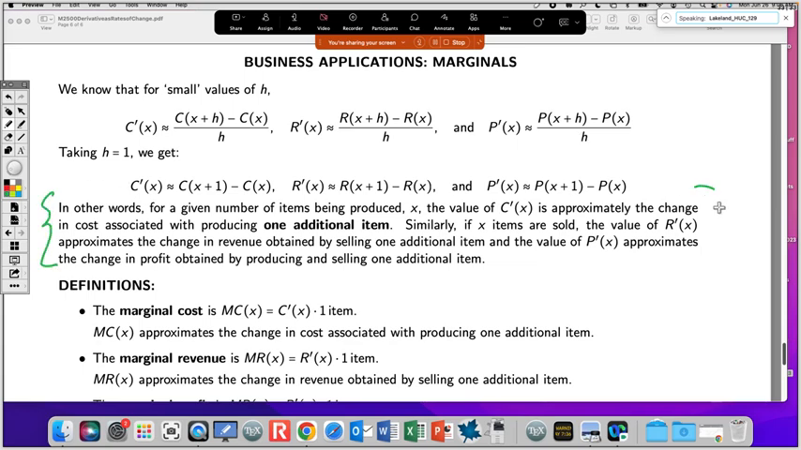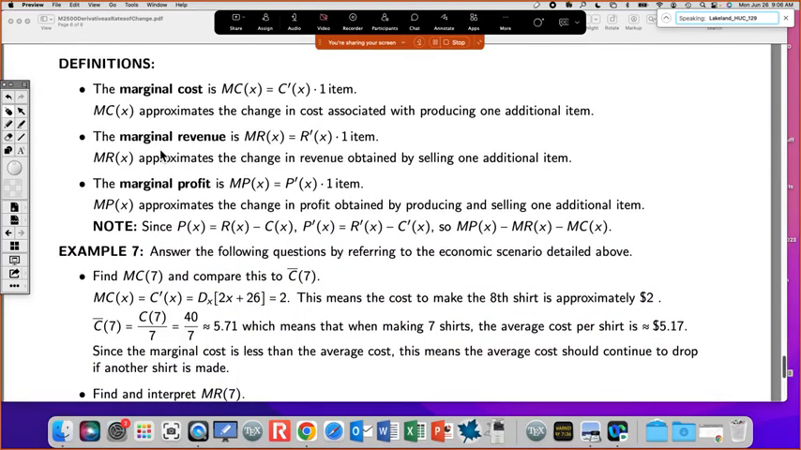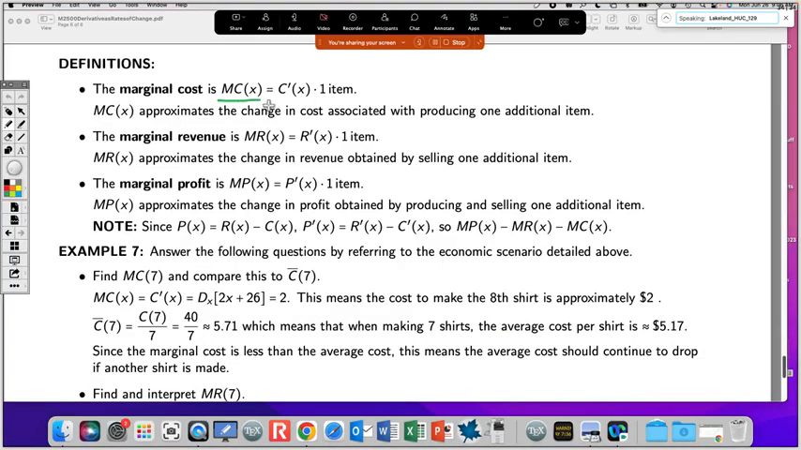So here's sort of the summary. We can define the marginals this way. The marginal cost, MC of x, is the derivative c prime of x times one item. Once again, number-wise, when you multiply a number by 1, it doesn't change the number. 1 is the multiplicative identity. But I put one item there to make you remember that marginal cost is going to be a dollar amount, not a dollar per item. Marginal revenue, same thing. Marginal profit, same thing.